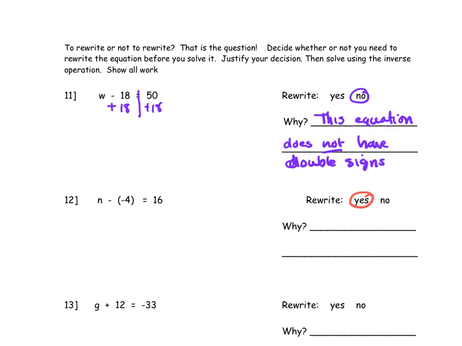If you said it's because there's double signs, you're correct. This equation has double signs. So we're going to use a keep, change, change. N plus 4 equals 16, and now this equation is much easier to solve. So would you pause this video and solve 11 and 12? Finish solving for me, please.